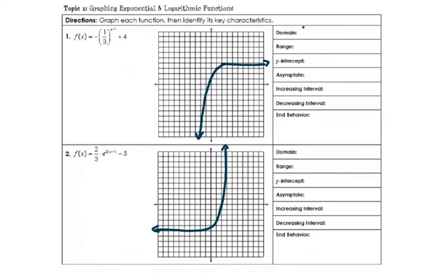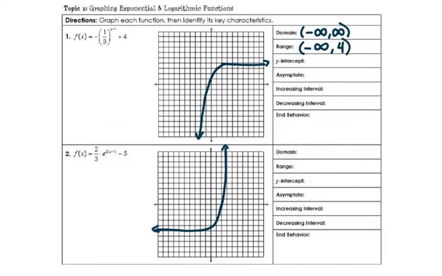So the domain is how far left and right it goes. It keeps going left forever and right forever, so negative infinity to infinity. The range is how far down it goes and how far up it goes. It does go down forever, but then it stops once you get to 4. It doesn't actually reach 4, so we'll say from negative infinity to 4, and we'll put a parenthesis because we don't want it to equal 4.